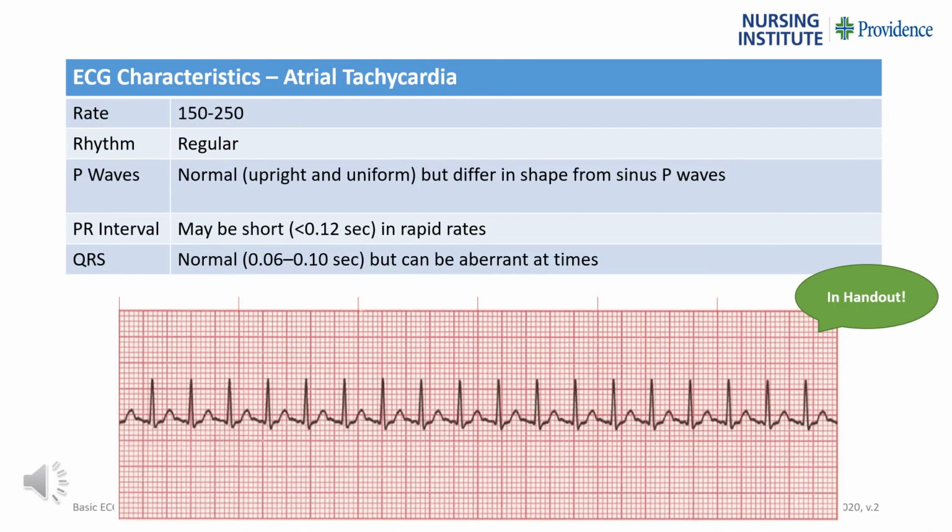Grab your handout, and you may need to pause this video just so you can take a look at the slide. Some of the ECG characteristics that you're going to see with atrial tachycardia are a fast rate, 150 to 250, and the rhythm tends to be regular when you're looking at the ventricular rate. P waves are normal and upright and uniform, but they can differ in shape from that sinus P wave that you're used to seeing. The PR interval tends to be short, less than 0.12 in really rapid rates. QRS complexes are normal but narrow, 0.06 to 0.10 seconds, and can be aberrant at times.